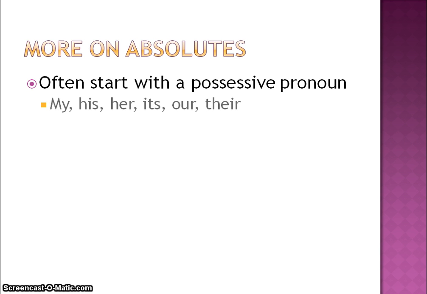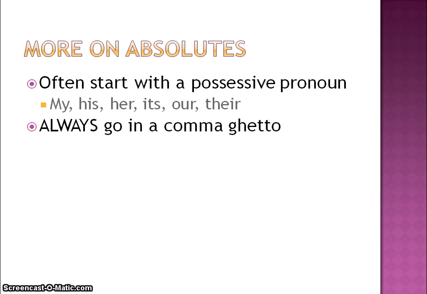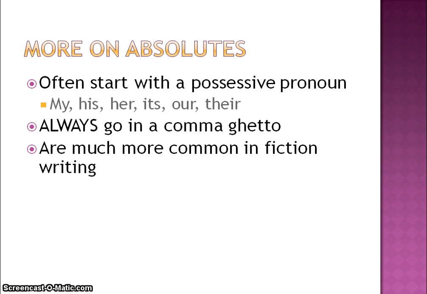Some more things about absolutes you need to know. If you've noticed, they often start with a possessive pronoun, like my, his, her, its, our, their. Because when you use a possessive pronoun, you're zooming in to one part of the thing. And they always go in a comma ghetto, without fail. You cannot have an absolute without putting it in a comma ghetto.